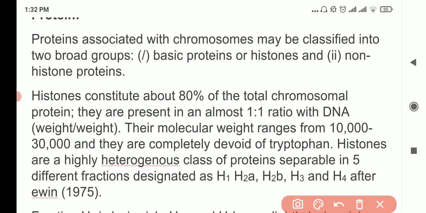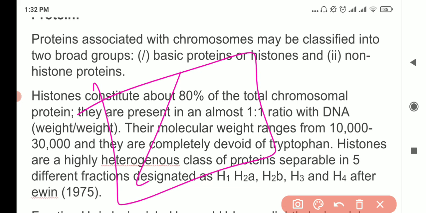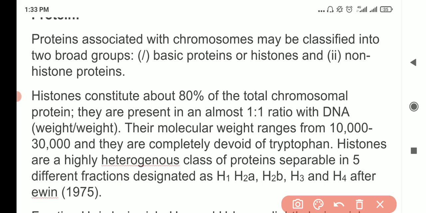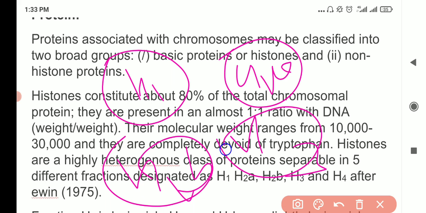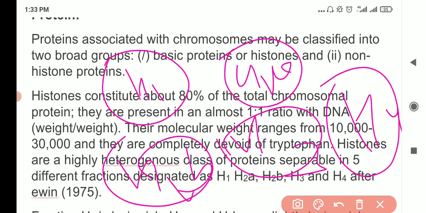When we say histone protein, it doesn't mean only one type. It's not like a box, or like sand or rock or soil, of just one type. The proteins in the DNA, that is the histones, are of different types. They are heterogeneous, meaning they are mixed. They are H1, then H2A, H2B, H3, and H4. These proteins are different from one another.